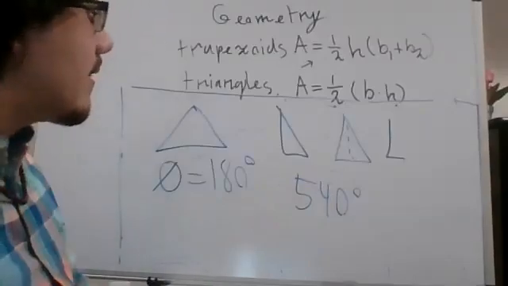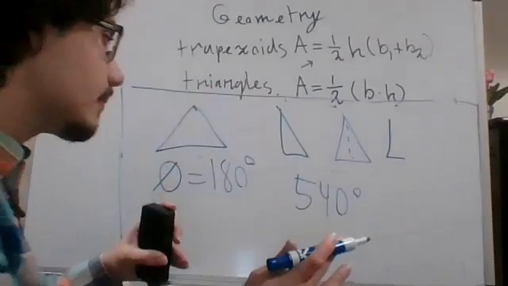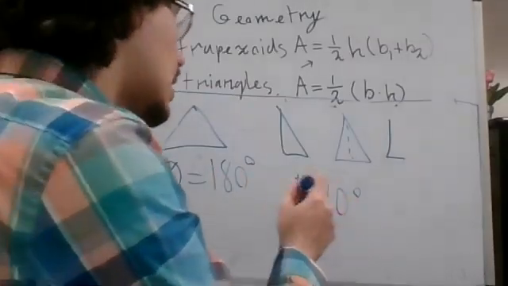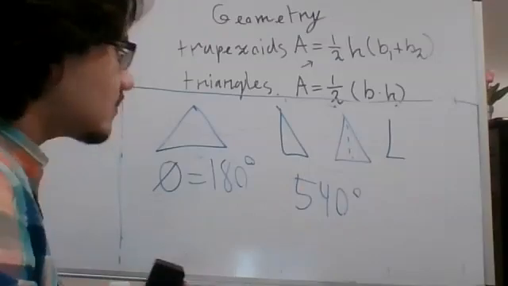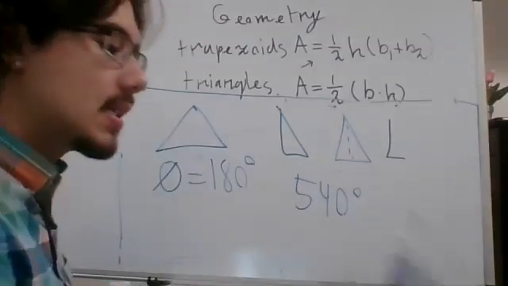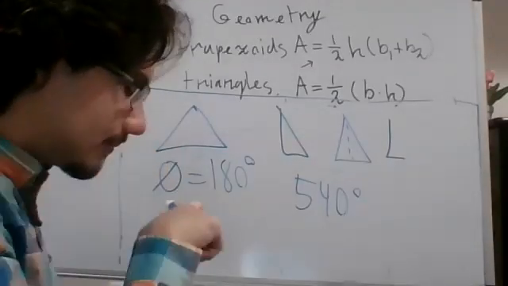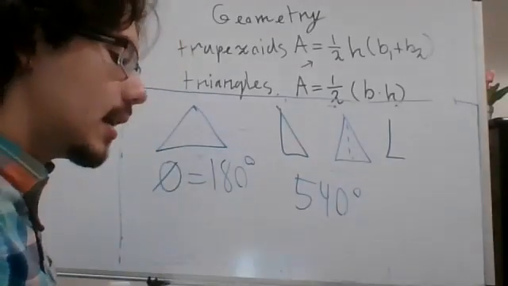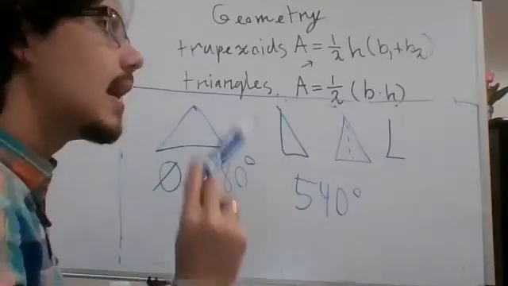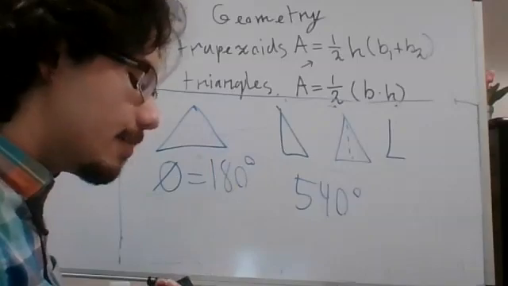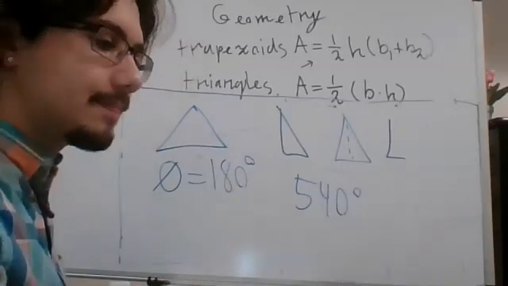So even though the bases and the heights are the same as we drew them in the model, they have a lot different total angles. Angles do not necessarily determine area. Area is independent from angles. That's what I'm trying to say.